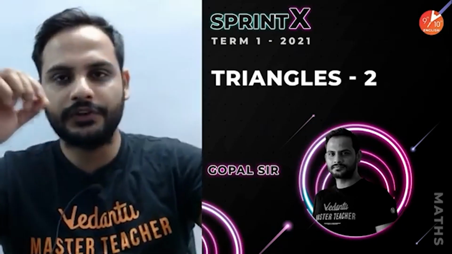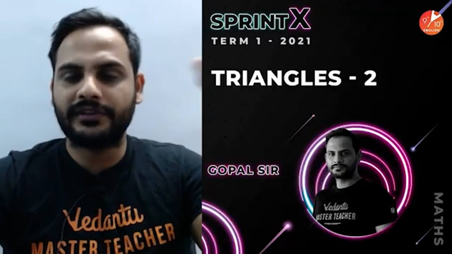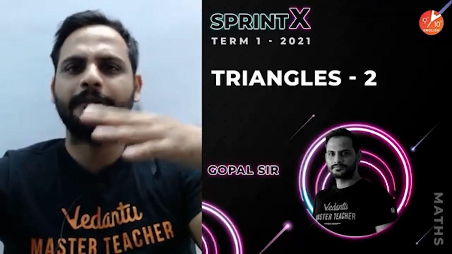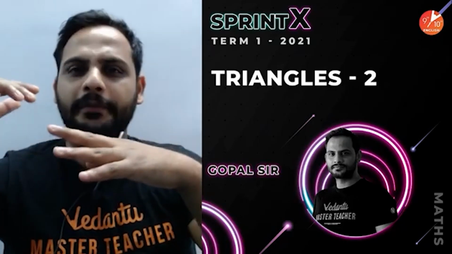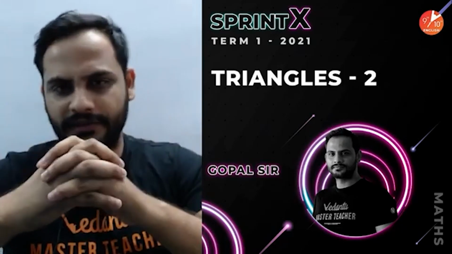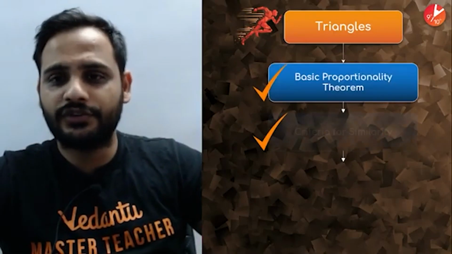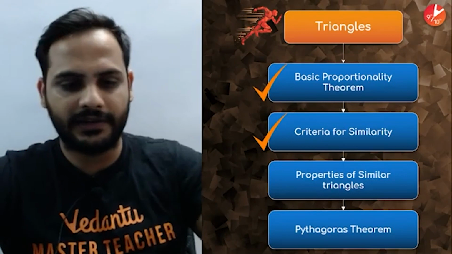Today we'll start with the properties of similar triangles: the ratio of the areas of two similar triangles is equal to the square of the ratio of the corresponding sides, and the ratio of perimeters is the same as the ratio of the corresponding sides. Then we'll talk about the Pythagoras theorem. So these questions we'll be discussing in today's class. Two topics we have already covered. We'll be focusing on properties of similar triangles and the Pythagoras theorem.